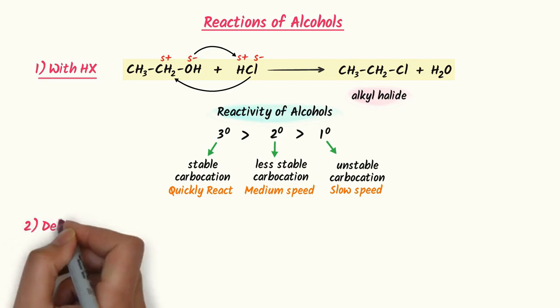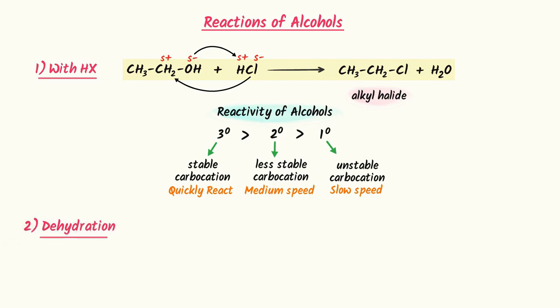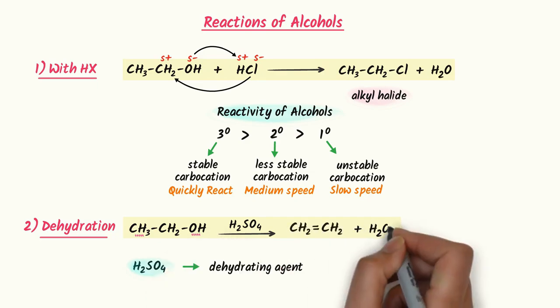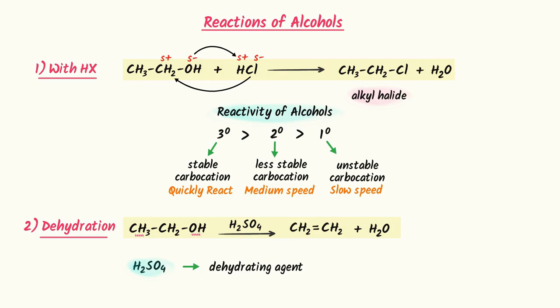Now we will learn reaction of dehydration of alcohols. It is super easy. For example, consider this alcohol. We add H2SO4 to it. Remember that H2SO4 is a dehydrating agent. I mean, it removes water from alcohol. For instance, it removes hydrogen from this carbon and it removes OH from this carbon. As a result, we get alkene plus water. Hence, note down this easy reaction of dehydration of alcohols.